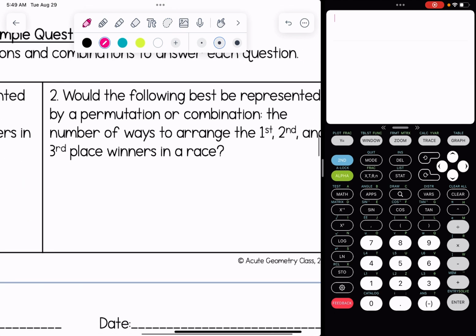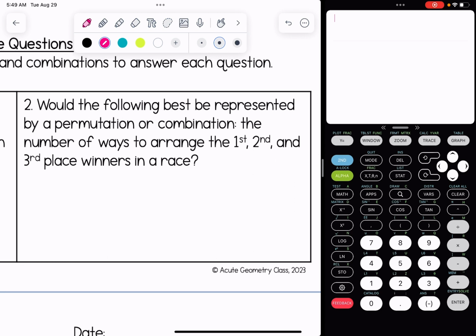Number 2, would the following best be represented by a permutation or combination? The number of ways to arrange the first, second, and third place winners in a race. Let's think about that. Does the order matter? Yes, absolutely. The person who wins first should be distinguished from the person who wins second or third. So since order matters, this is a permutation. You'll notice here that we don't have a total number of participants in the race. There's nothing we can calculate on this problem. You'll see the difference in number 3.